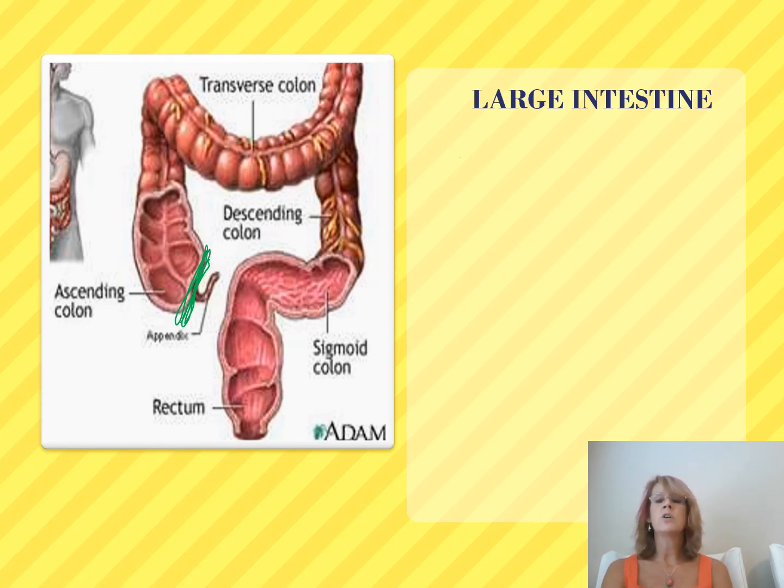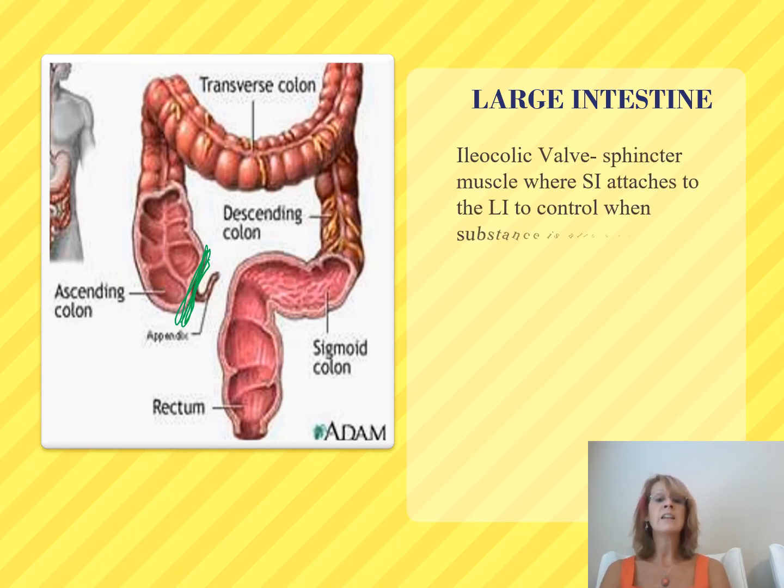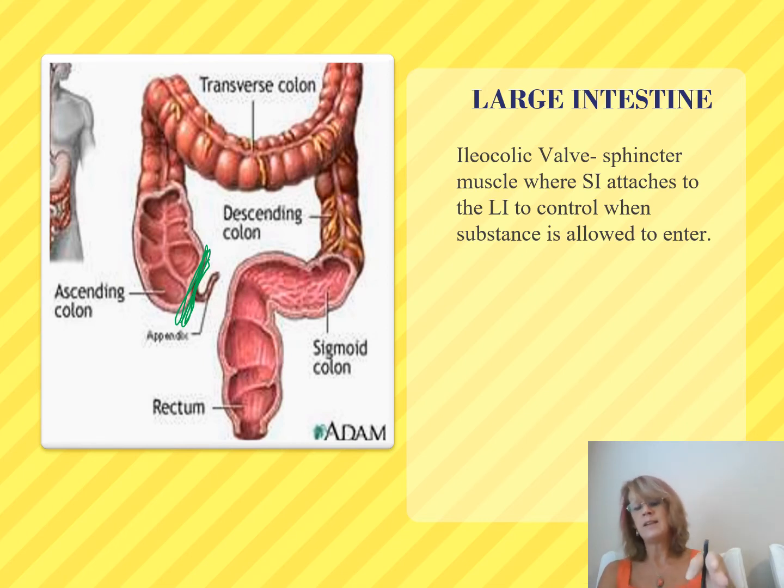But in the case of your large intestine, it's also called your colon. It also has different parts, as you can see here. Where your large intestine attaches to your small intestine, a lot of times it's called the cecum, and there's another doorway there. So where I have this green would be another doorway. This is a sphincter muscle.